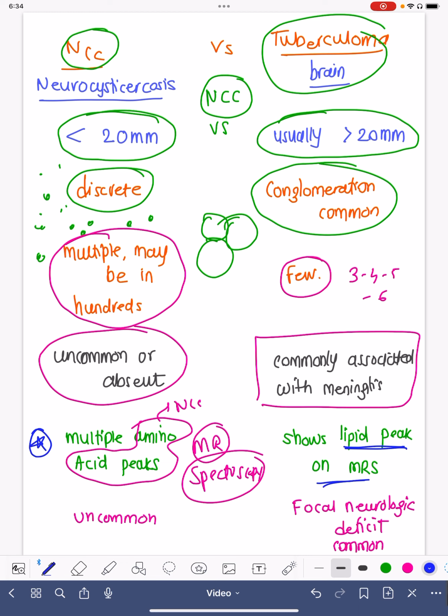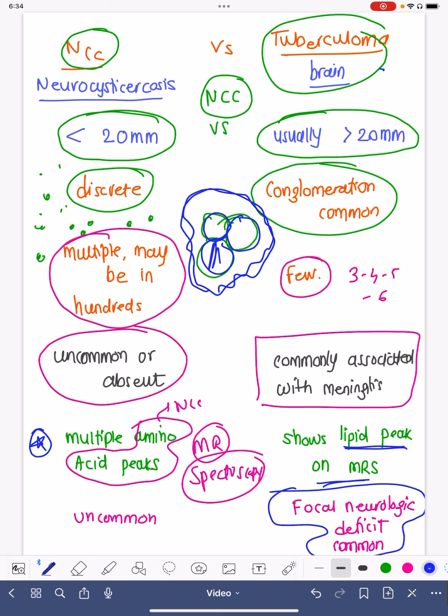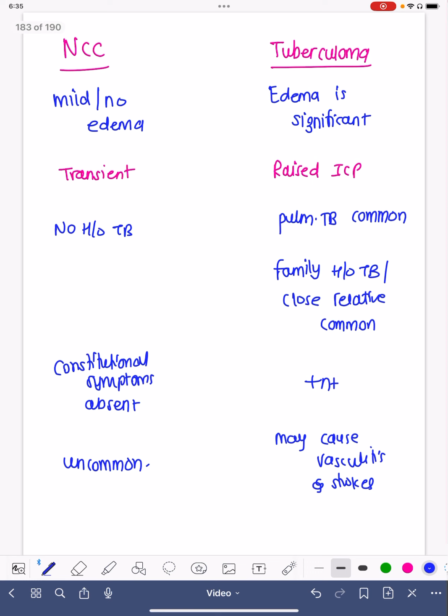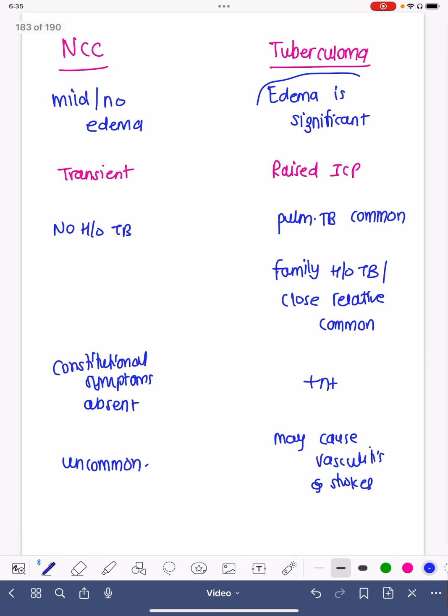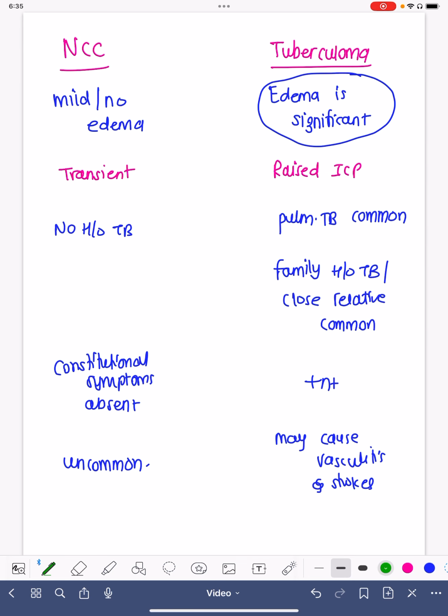And as these tuberculoma lesions are very large, they usually have very marked edema or swelling around the tuberculoma lesion. That is the reason why they are very commonly present with convulsions or focal neurological deficit. Whereas in neurocysticercosis, this type of focal neurological deficit usually is very uncommon, and the patient may also present with convulsions. As I told, the edema is significantly present in tuberculoma patients, whereas this edema is usually not there, or it can be very mild in NCC or neurocysticercosis.